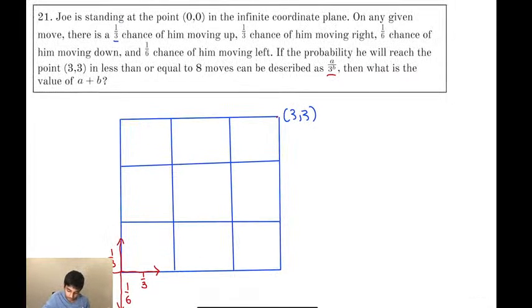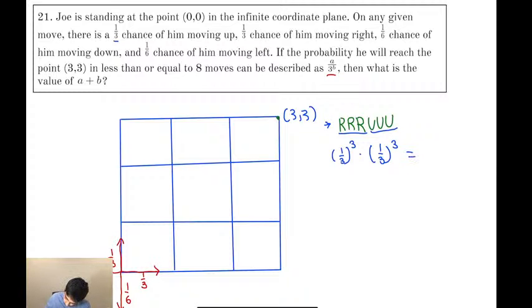Okay, so in order to solve this, we need to do a little bit of casework. The first case is just 3 right steps, and then 3 up steps. What's the probability of this exact sequence? There's a 1/3 chance of each right step, so 1/3 to the power of 3 for the 3 rights, and 1/3 to the 3 for the 3 ups. So this gives a total of 1/3 to the 6, equal to 1 over 729.